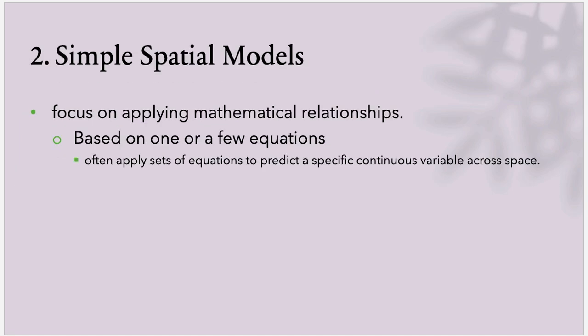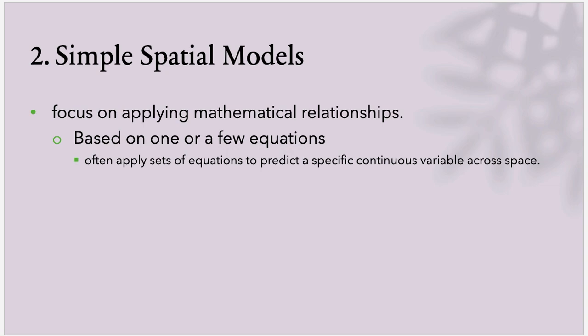Our next type of model is the simple spatial models, and these focus on applying mathematical relationships. This is based on one or a few equations, and you often apply sets of equations to predict a specific continuous variable across space. An example of a continuous variable would be temperature, because it can take on any value within a range.